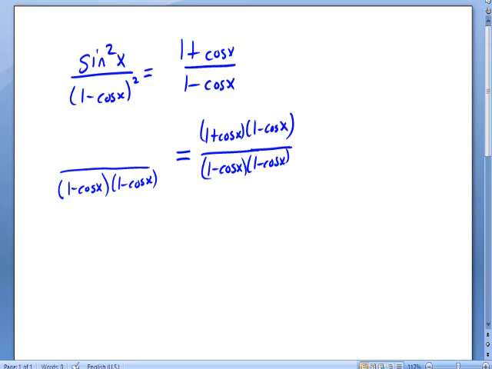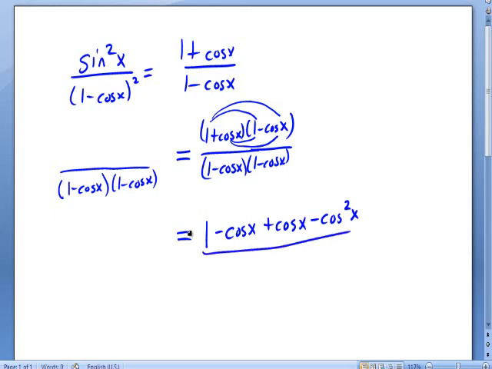Now, at this point, I'm trying to make the numerators match up because the denominators are already equivalent to each other. At this point, I'll go ahead and do a little bit of distributive property, FOIL, on the right-hand side and see what I come up with. So 1 times 1 is 1. The outside's 1 times negative cosine of x. The inside is a positive cosine of x. And the last times the last is a minus cosine squared of x. And in the denominator, I'm going to write this as 1 minus cosine of x squared.